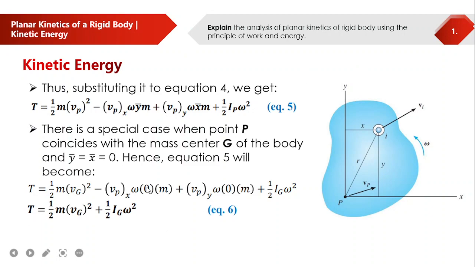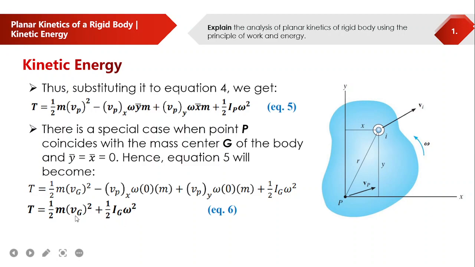So, 0 na 'tong x bar tsaka y bar, di ba? So, wala na tayong second and third term. So, mawawala na 'tong ito tsaka ito. So, that will be, matitira na lang dito is 1 half M times V sub G squared plus 1 half I sub G the omega squared.